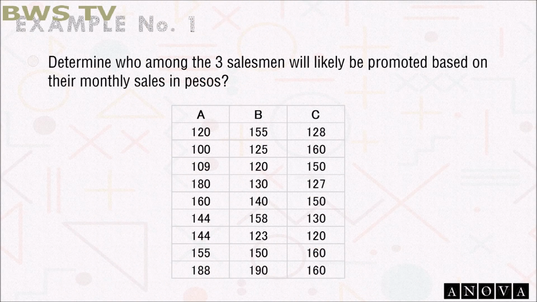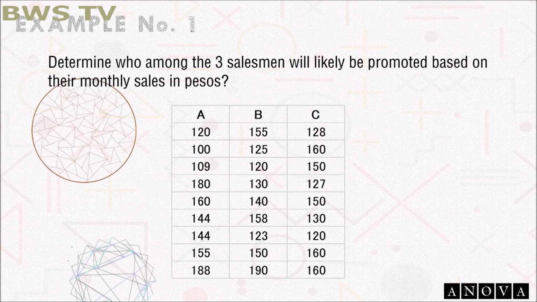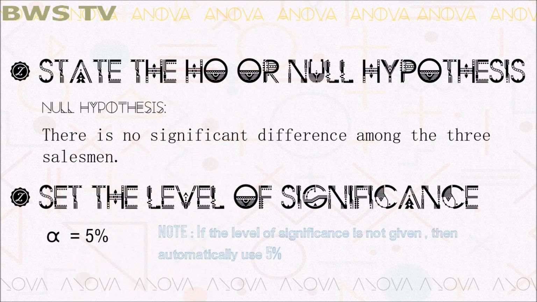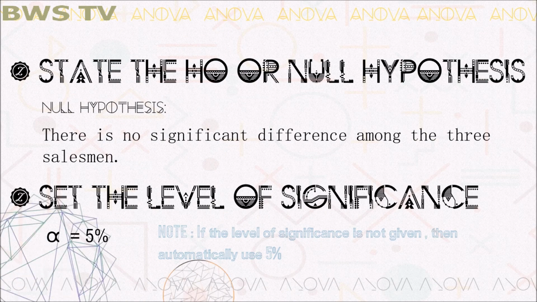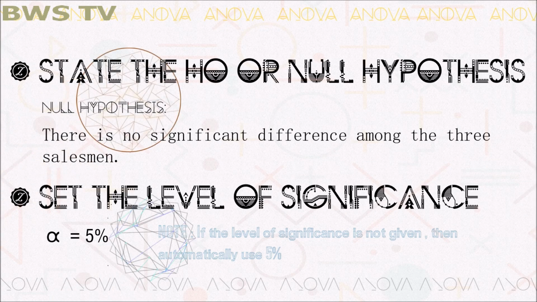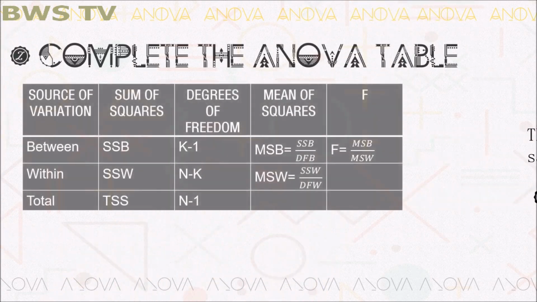So we have example number 1. Determine who among the 3 salesmen will likely be promoted based on their monthly sales in pesos. First, you have to state the Ho or null hypothesis. Our null hypothesis would be there is no significant difference among the 3 salesmen. Next, you have to set the level of significance to 5%.